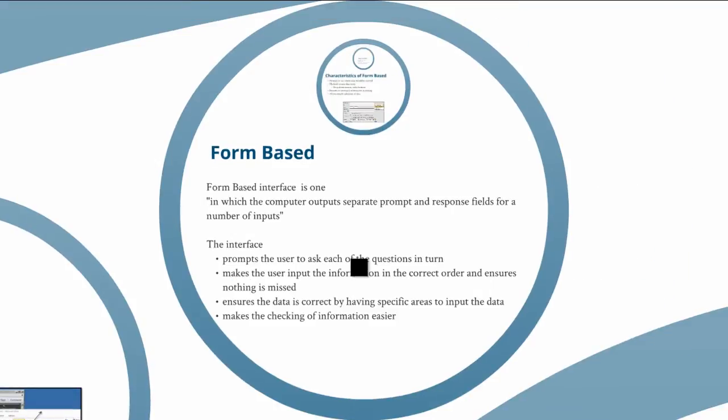Okay, form-based system, you'll have all done before as well. A form-based interface is one in which the computer outputs separate prompts and response fields for the number of inputs. So the interface prompts the user to answer each of the questions in turn, makes the user input the information in the correct order and ensures nothing is missed, ensures the data is correct by having specific areas to input the data, and makes the checking of information easier through things like validation.